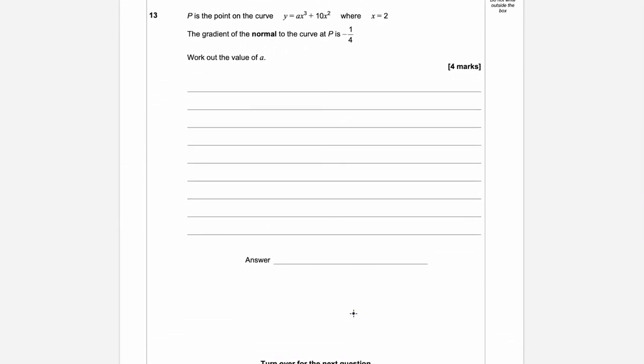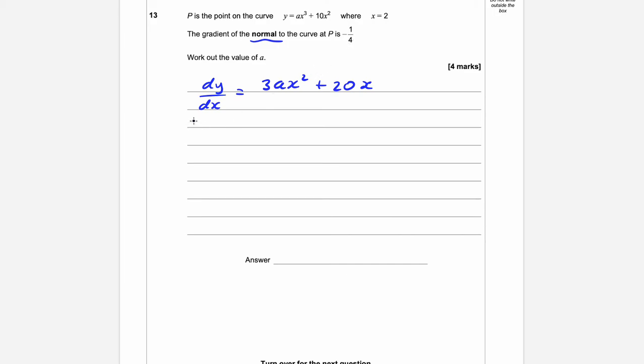Okay, question 13. P is the point on the curve where x is 2. The gradient of the normal to the curve at P is minus 1 over 4. Find the value of a. Okay. The gradient of the normal. So definitely, guys, I want to get the derivative here, dy dx. When I see normal, I think derivative. Do it anyway, guys, you get a point. Derivative of this, I multiply by the power, so it's 3ax, subtract 1 from the power, it's 2. Plus multiply by the power, 2 times 10 is 20, subtract 1 from the power, it's 1, so just x. Okay, this is the derivative.